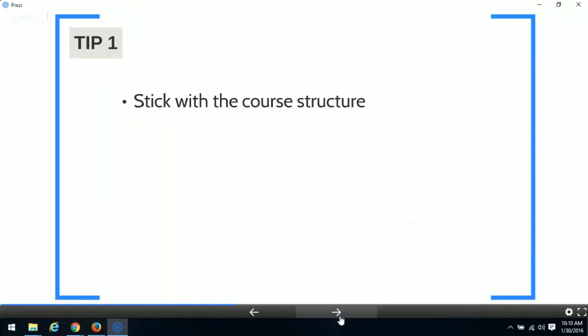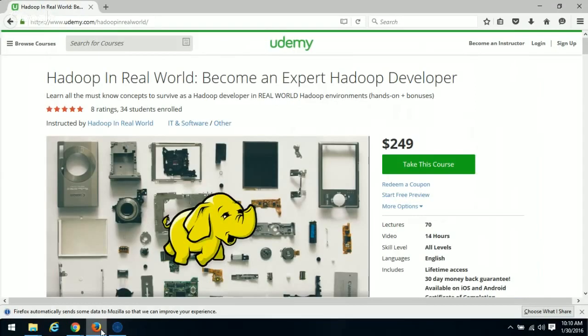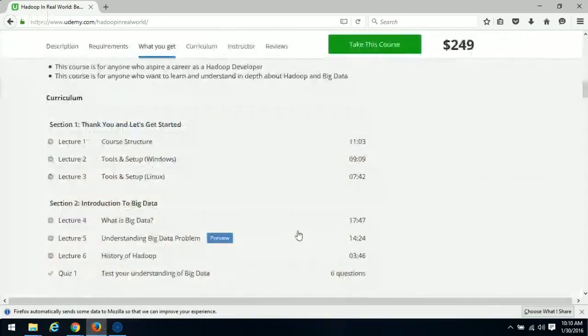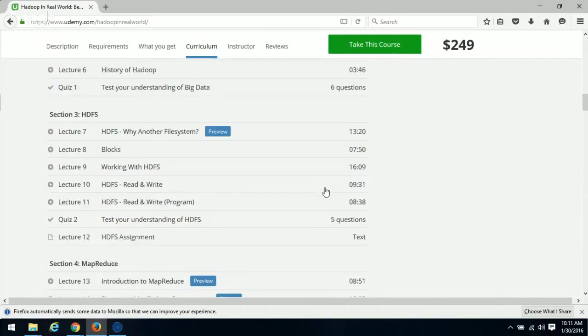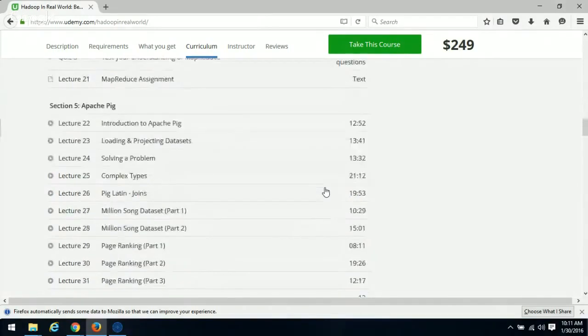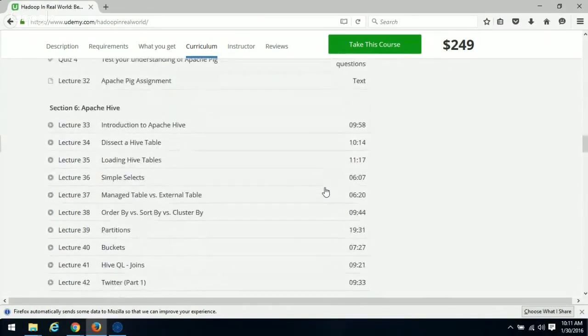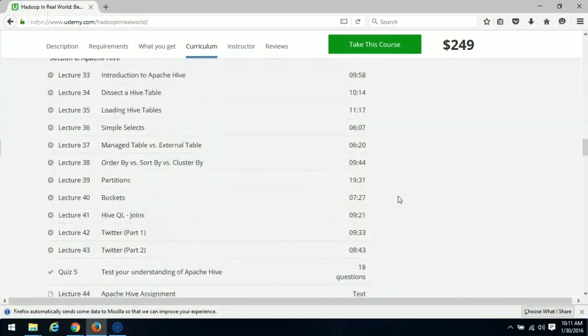And that is an important tip. Okay, so if you look at our course, we have different sections. We have categorized our topics into different sections, starting from introduction and all the way to HDFS, MapReduce, Apache Pig, Hive, etc. So why do we say stick with the structure of the course? Because when we designed the course, we went through a lot about the structure.